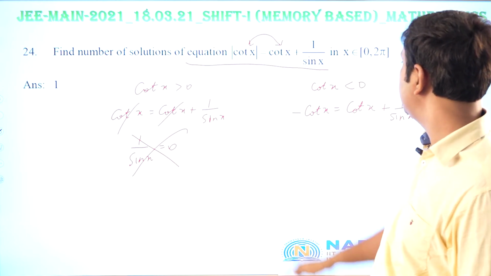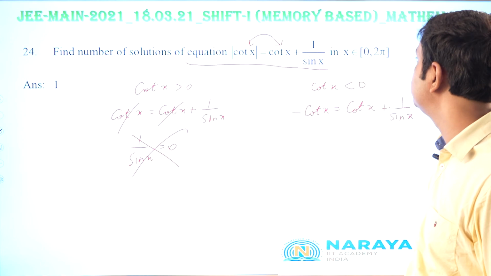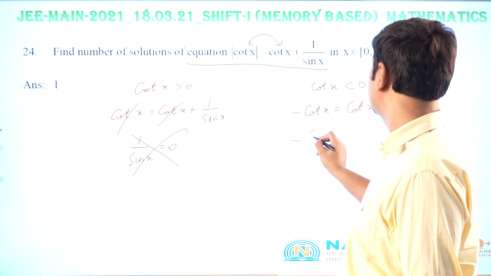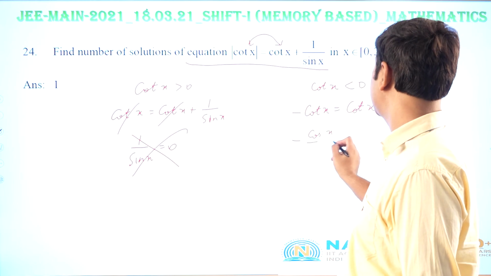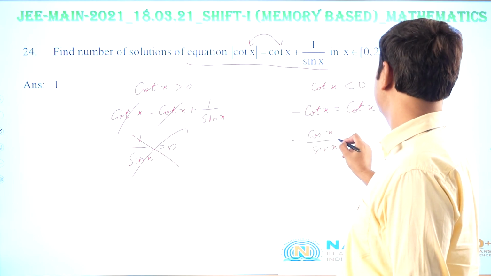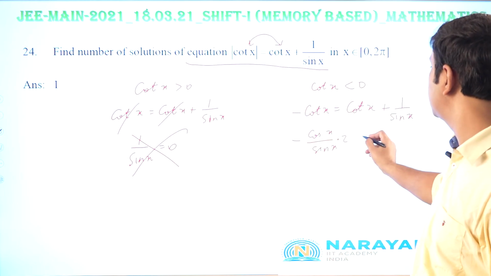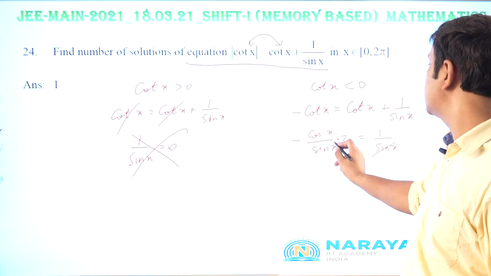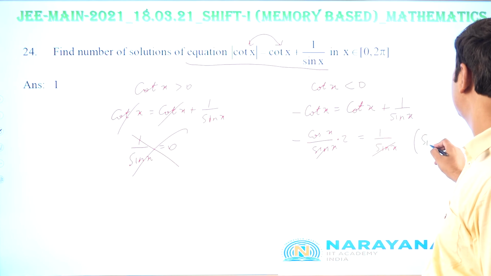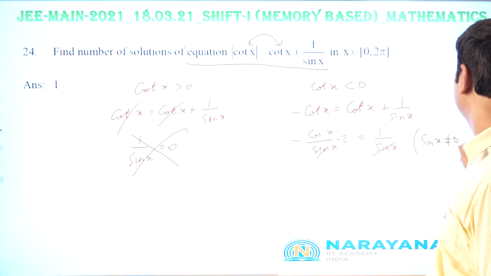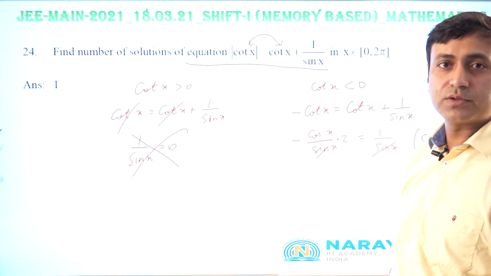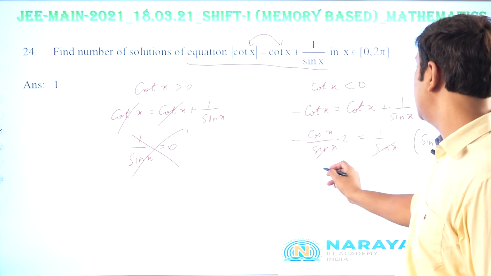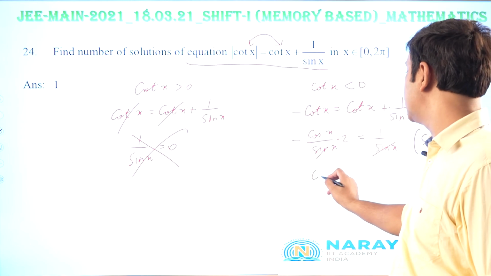We'll quickly find, this will be cos upon sin. So it is minus of cos x by sin x into 2, because 2 cot x is equal to 1 upon sin x. So we'll cancel sin x and we'll simply write sin x not equal to 0. Any values corresponding to sin x equal to 0, we have to remove from the solution. Also, now here cos x is coming out to be minus half.